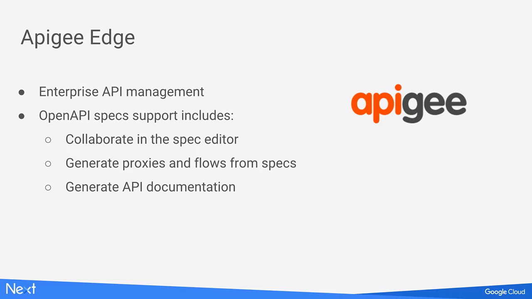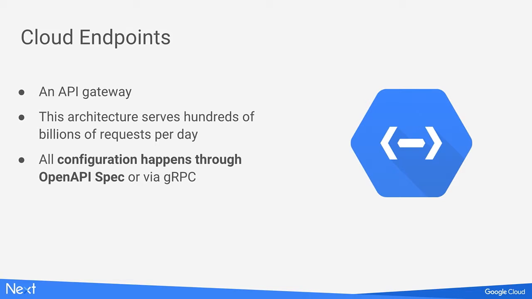At Apigee, we use the Open API, because we're part of Google now, I can say this is how Google uses specs. Apigee uses specs. We use it at different points in the lifecycle. We've got a spec editor. You can generate proxies and flows from specs. And API documentation is generated from specs. Cloud endpoints, it's an API gateway, and its configuration can be done with an Open API spec.